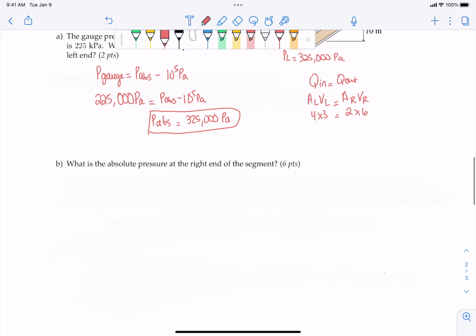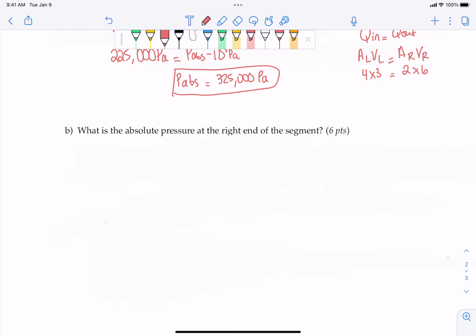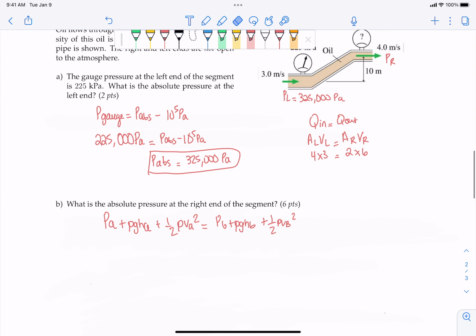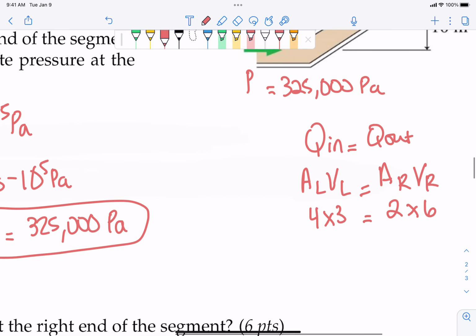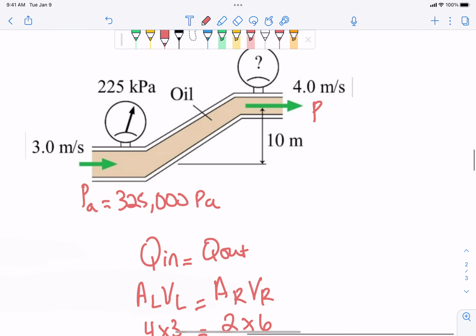Yeah. As other people call it, and what I like to call it too, the big equation with the speed. So we have PA plus rho g hA plus half rho vA squared equals PB plus rho g hB plus half rho vB squared. I'll say the left side is A and the right side is B, for example.